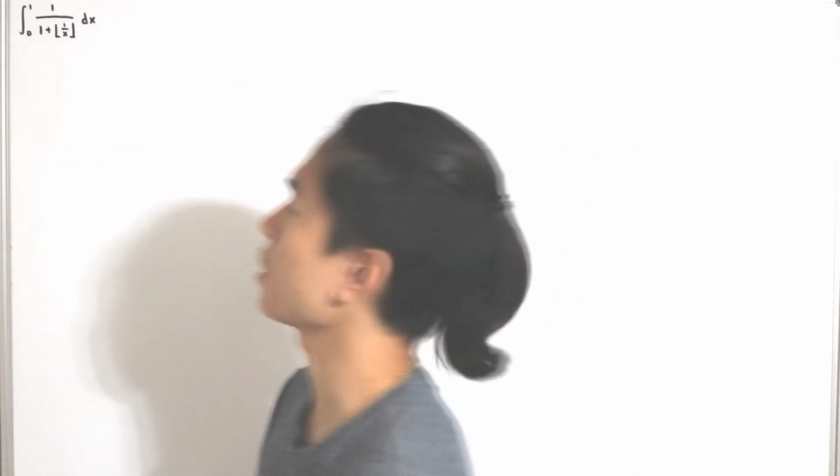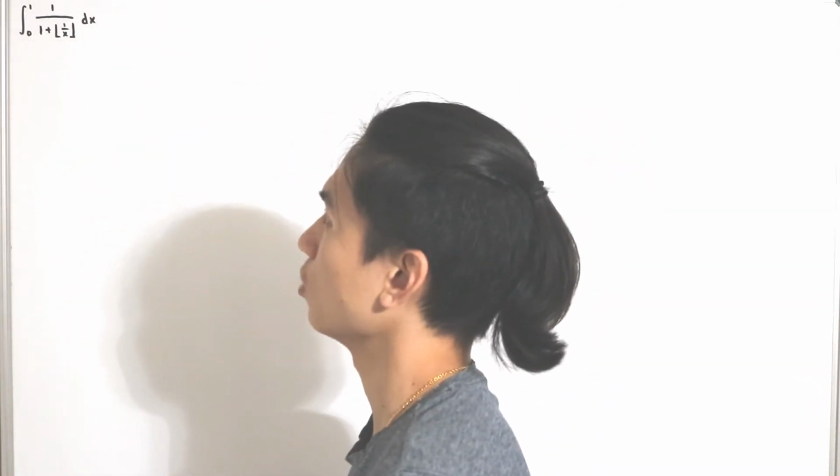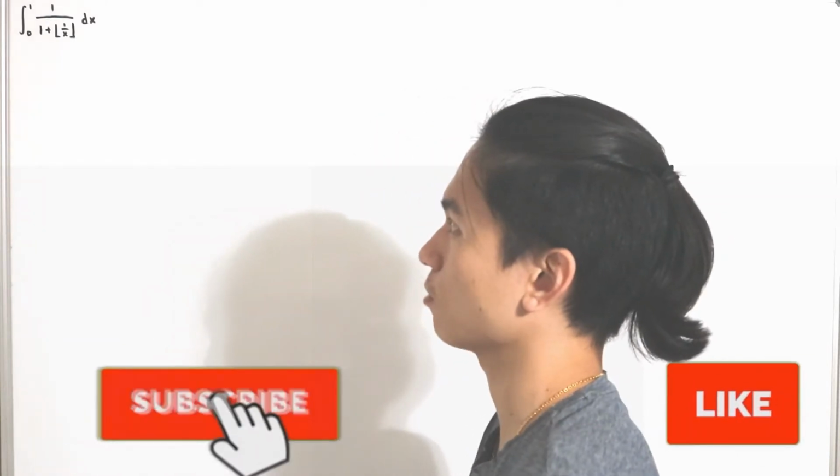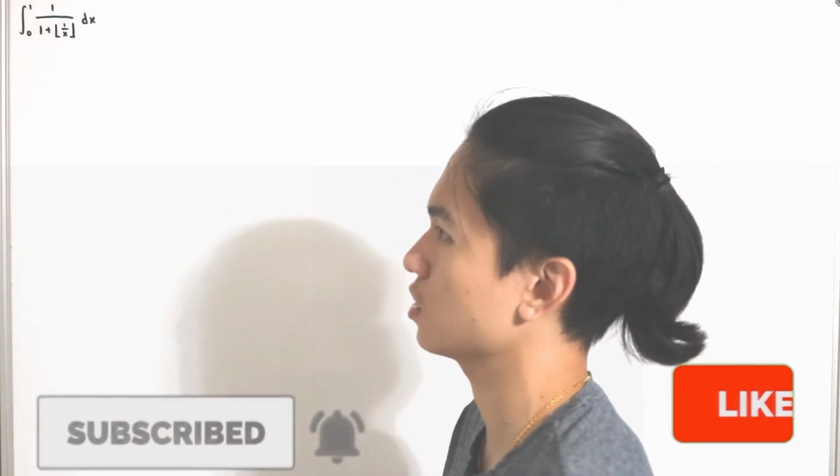In today's video we have the integral from 0 to 1 of 1 divided by 1 plus the floor function of 1 over x dx. Floor functions are usually defined as the greatest integer function. So basically for any x, it's the greatest integer that is less than or equal to x.